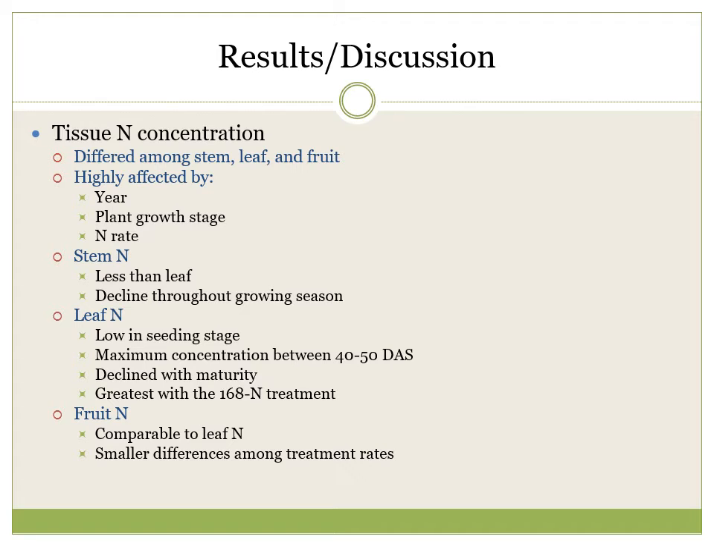The greater nitrogen concentration found in the leaf was in plots treated with the 168 kilograms of nitrogen per hectare applications. The nitrogen concentration in the fruit was similar to the leaf, with smaller differences among treatment rates.